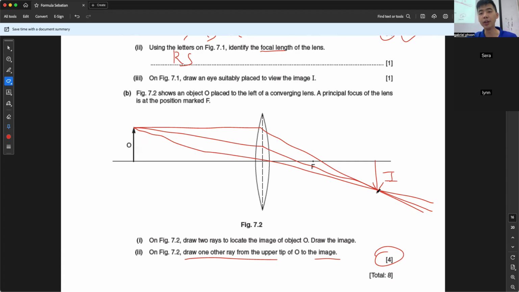You could have drawn something like this, a straight line, and then a straight line here can also be correct. It doesn't matter, even if you draw on top here. The key thing is it must pass through the tip of the image. You get what I mean? So I must go straight only. Yes, correct.